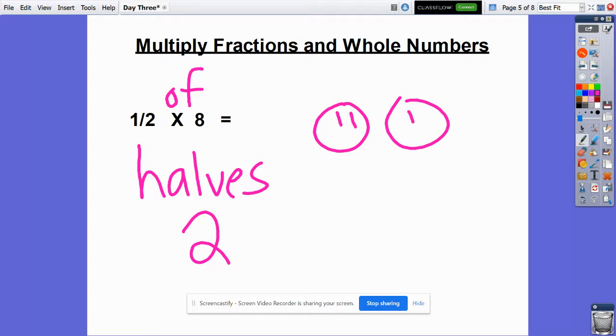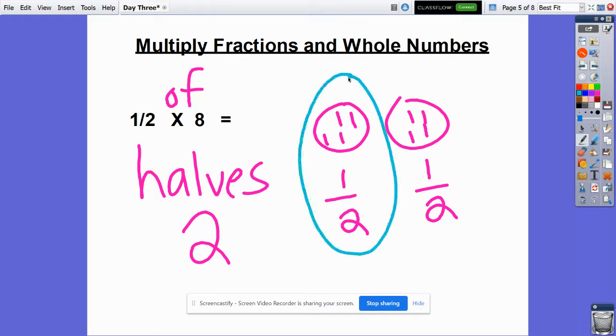1, 2, 3, 4, 5, 6, 7, 8. I have 1/2 right here, and I have 1/2 right here. So how many are in half of 8? Well, it is 1, 2, 3, 4. 1/2 of 8 equals 4.